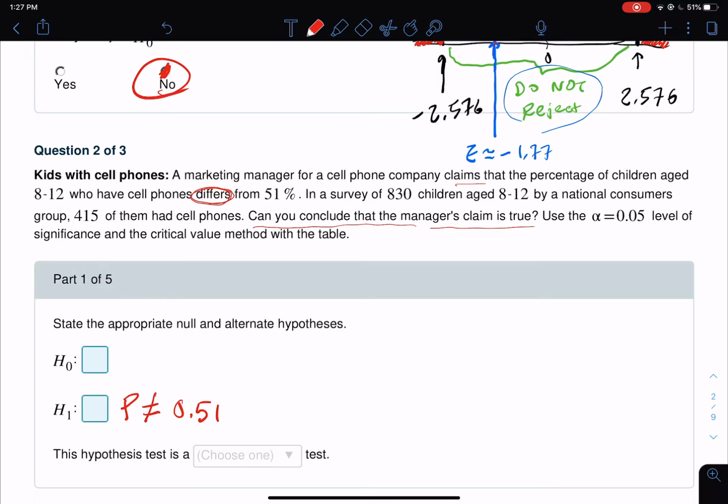It differs from 51. And we know that the null statement is always going to have equals. So this is going to be P equals 0.51. And the claim is we want to know, can we conclude the manager's claim is that it's different from 51%? Okay, so that sets that up.